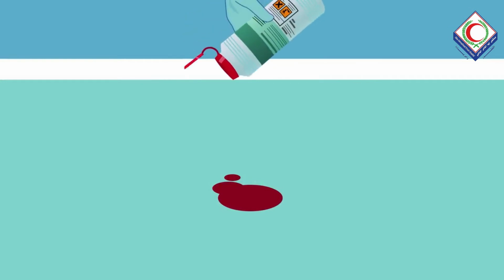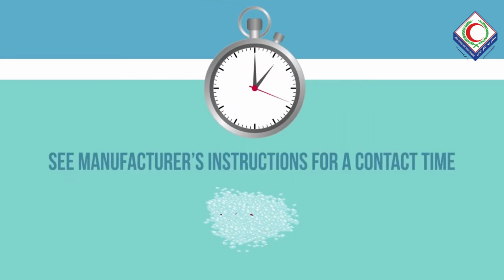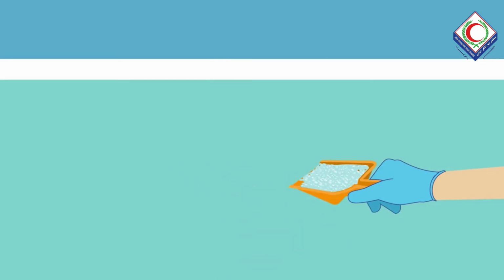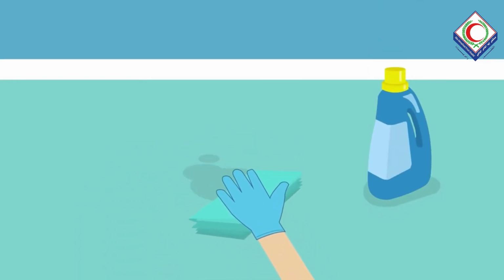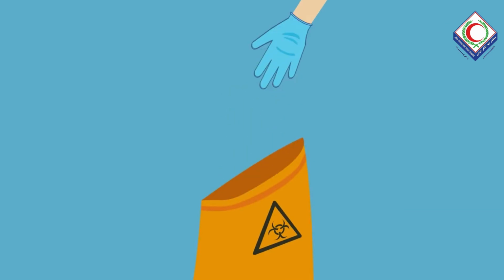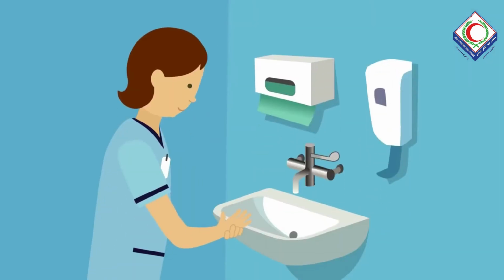Following the manufacturer's instructions, Nuria applies the chlorine-releasing granules directly to the blood spillage. She wipes up the granules using paper towels and a scoop. She discards all waste into the healthcare waste bag. She washes the area with a solution of general-purpose neutral detergent and warm water with paper towels. She dries the area using paper towels and discards these in the healthcare waste bag. She removes her gloves and apron and disposes of them in the healthcare waste bag. Finally, she carries out hand hygiene.